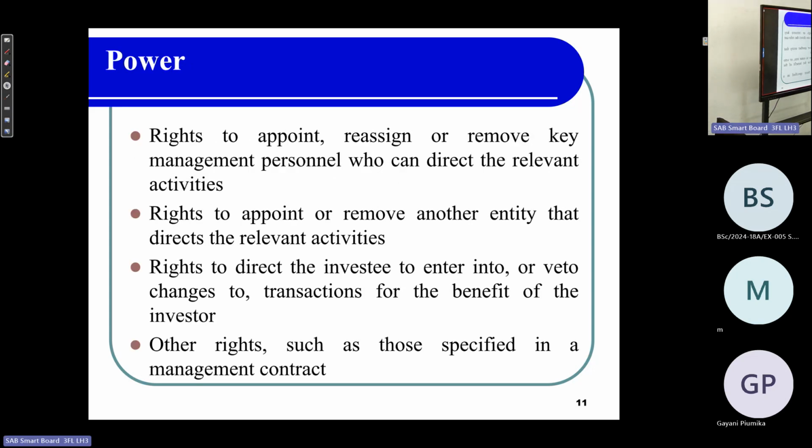Rights to appoint, reassign or remove key management personnel through the constitution of the country. The President has that power. Executive powers. The President has the right to appoint, reassign, remove secretaries to the ministries, right? Through the constitution.